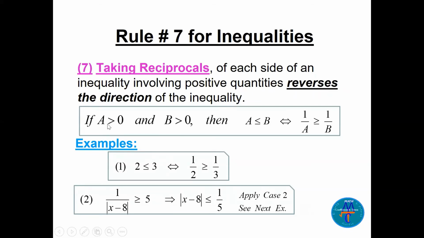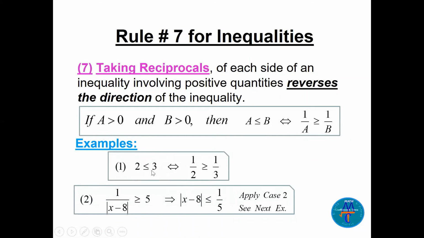When taking reciprocals, we reverse the sign. If A is positive and B is positive, and A is less than or equal to B, then we can take the reciprocals: 1 over A is greater than or equal to 1 over B. Take the reciprocal, change the sign. Just 2 simple examples before we see a nice one here.